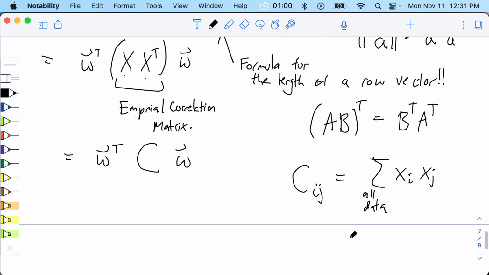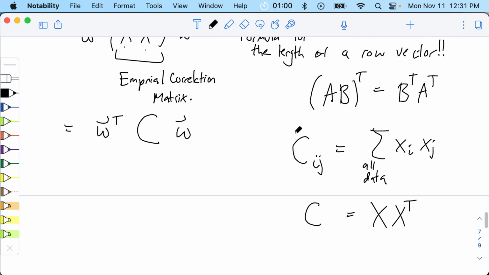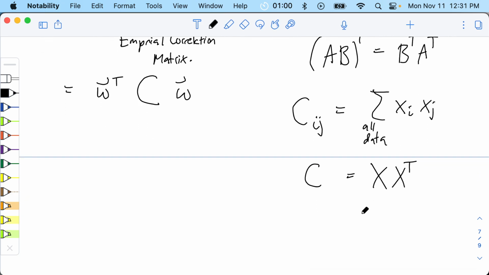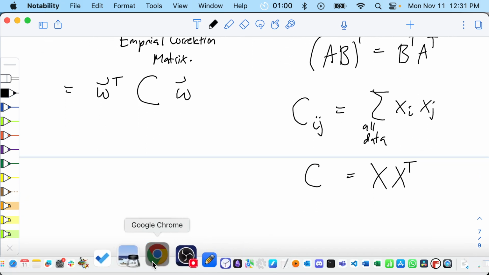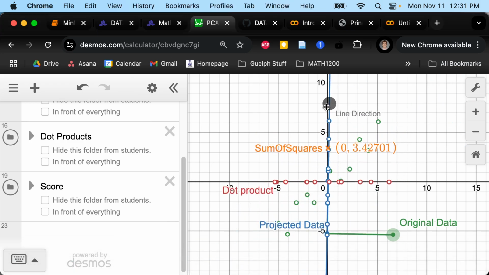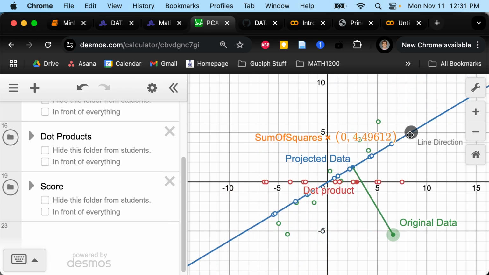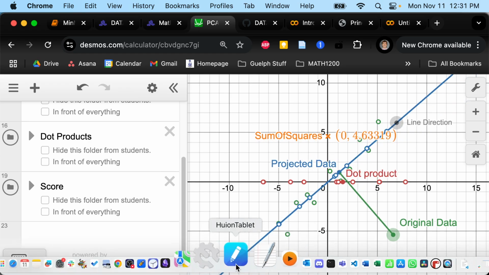And that's equal to x times x transpose. For example, the 1,1 entry is how much the x's go with themselves, how much x1 correlates with x1. That's the variance of the x's. And the 2,2 entry is the variance of the y values. The 1,2 entry is the correlation between the y's and the x's. That's the correlation matrix that appears.